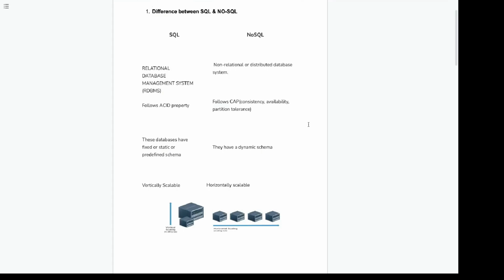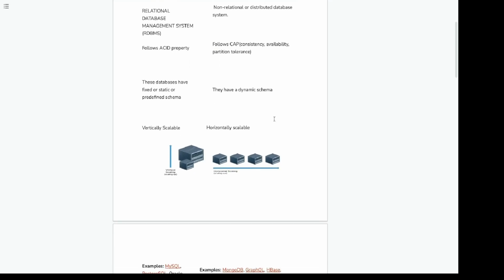Whereas NoSQL follows the CAP property, where C stands for consistency, A stands for availability, and P stands for partition tolerance. And the third one is the schema. SQL has a fixed, static or predefined schema, whereas in NoSQL there is a dynamic schema. In SQL you will see fixed-structure tables with rows and columns, whereas in NoSQL you don't have any fixed schema. It will be like JSON format.